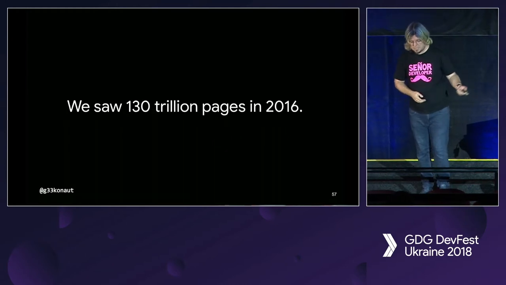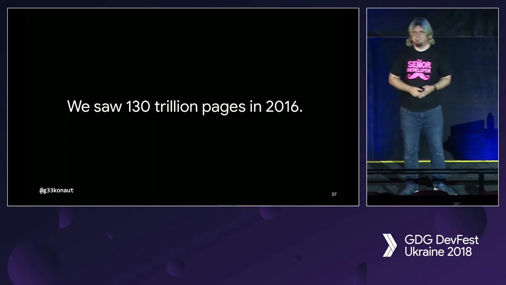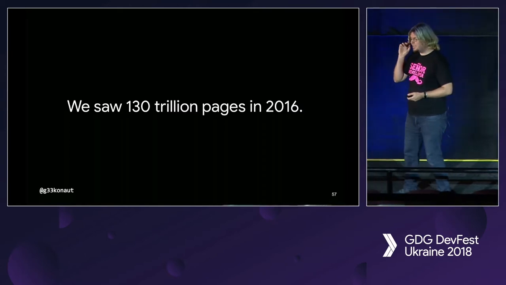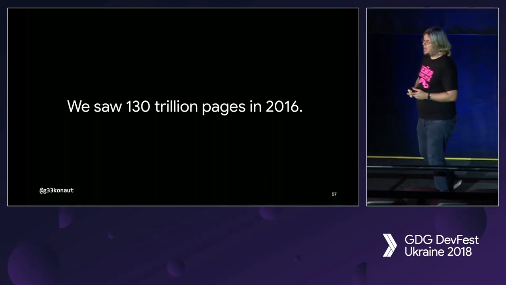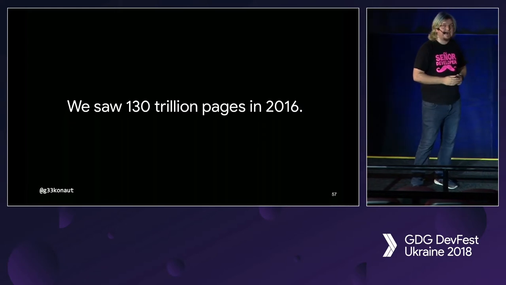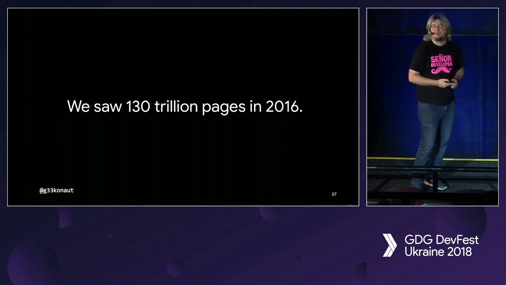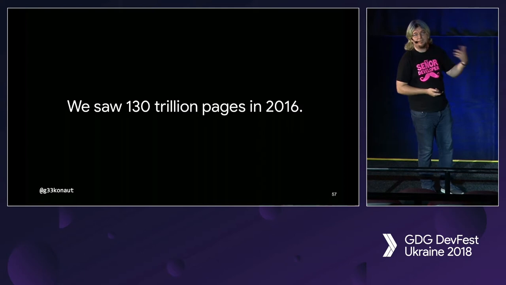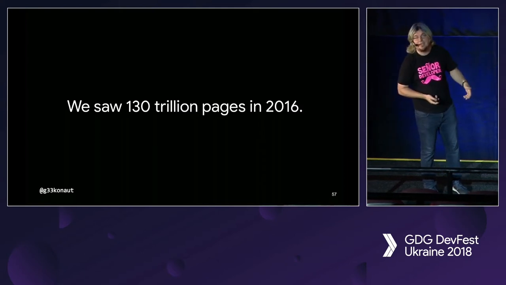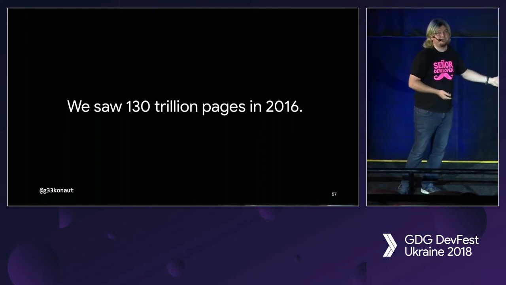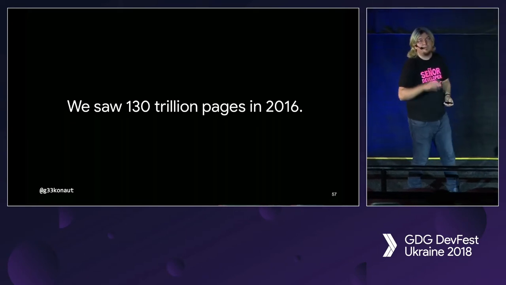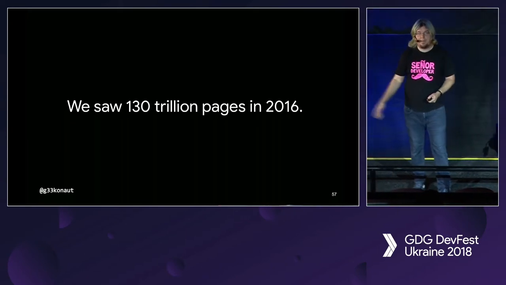Well, the thing is, the internet is big. The web is particularly big. In 2016, we crawled 130 trillion pages. That's quite a lot. Now, try browsing to 100 trillion pages on your computer. It's going to take a while. And if you have to wait for all the JavaScript to download and parse and execute, it's going to take a lot longer. So we can't do it all in one go. We have to do it one by one and step by step.